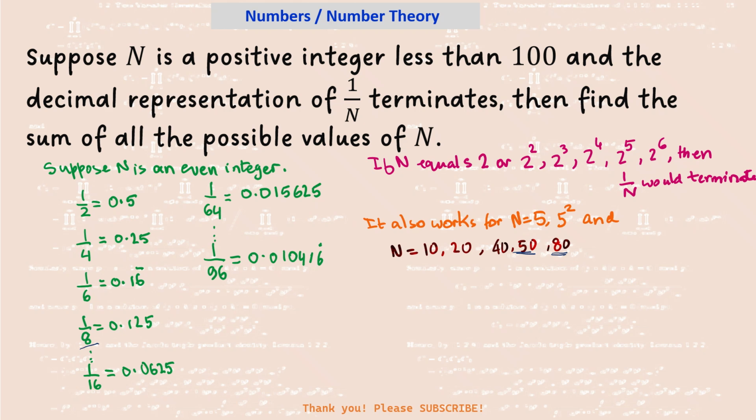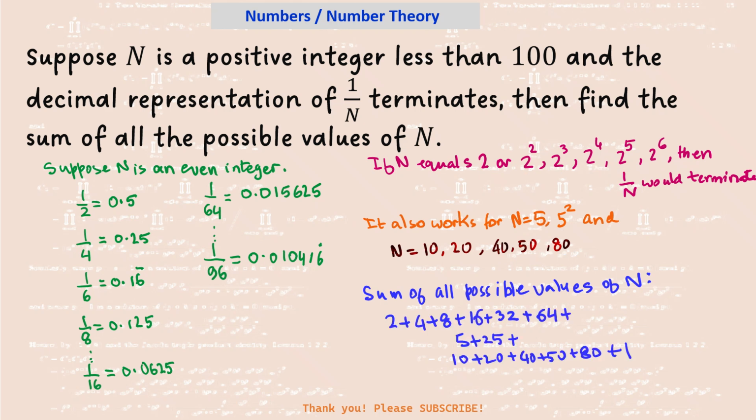and 10 and 20. And so we do the sum of all the possible values of n, and it would be 2 plus 4 plus 8 plus 16 plus 32 plus 64 plus 5 plus 25 plus 10 plus 20 plus 40 plus 50 plus 80, and also 1 out of 1. So n can also be 1. So I did just that, and you would get the answer as 357.